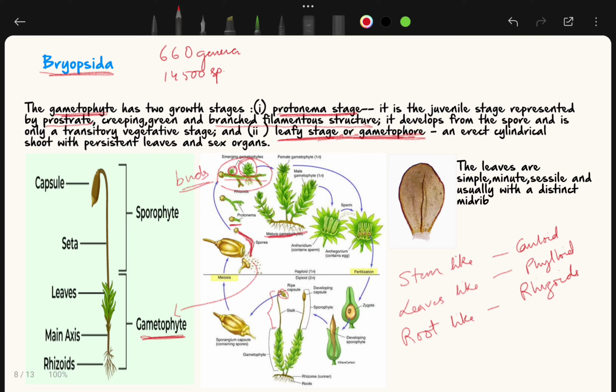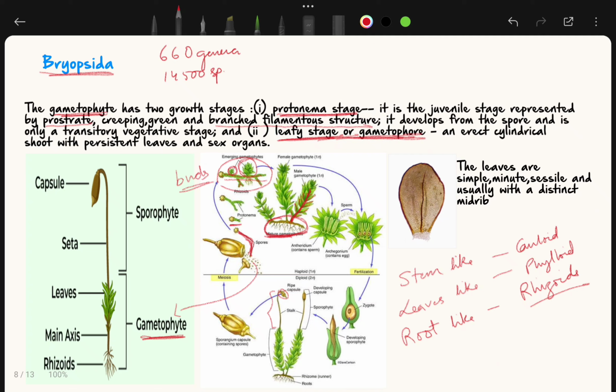So as you can see here, this region is covered by leaves. This is a stem-like structure known as caulid. Each of these stems will be covered by these leaf-like structures. These are known as phyllids. And then you'll find root-like structures down here. These root-like structures are known as rhizoids.